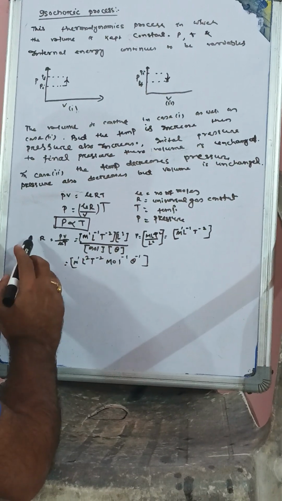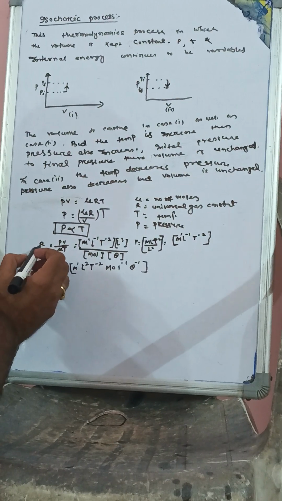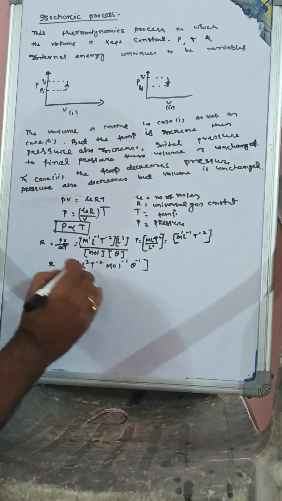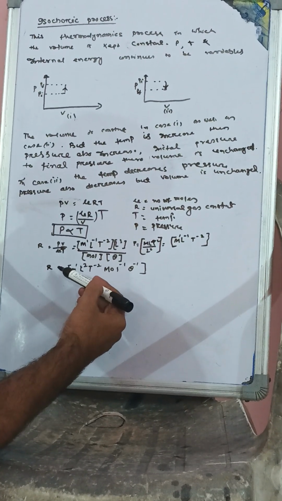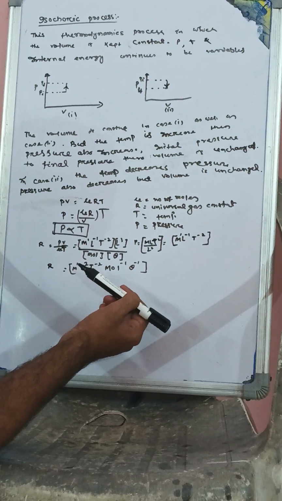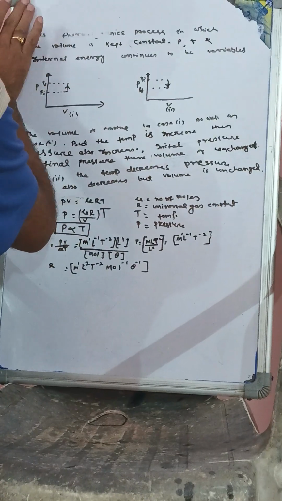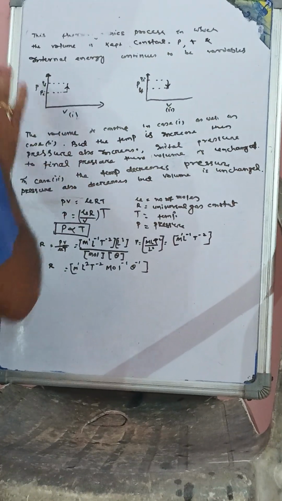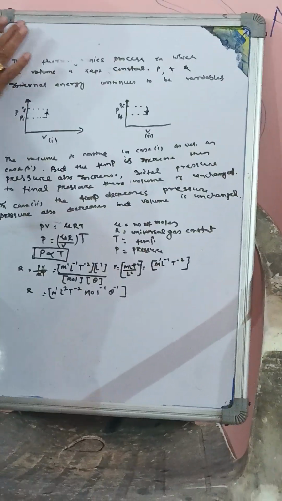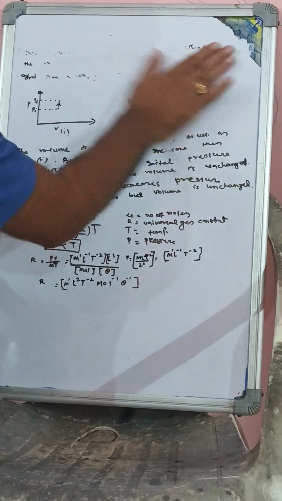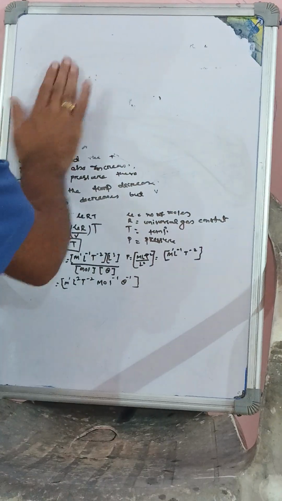This is the dimensional formula for the universal gas constant R. Look at the blackboard first, and then I will erase. Then the cyclic process.